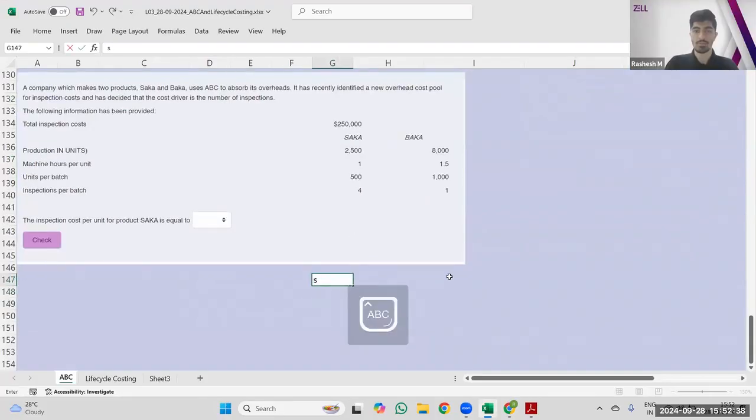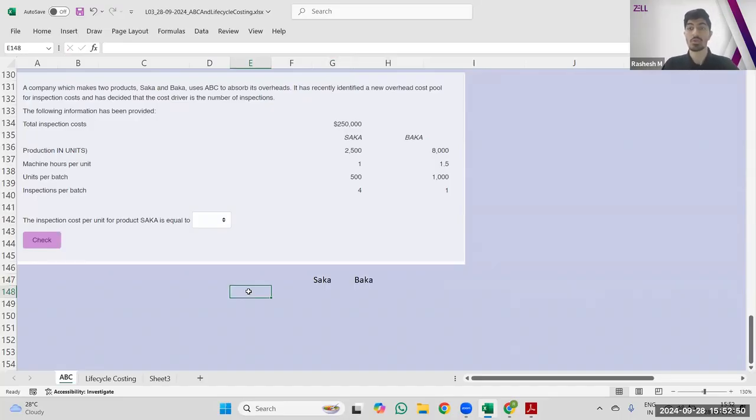So if I have two products, Saka and Baka, and I need to allocate my inspection cost, of course, I need to find out the total number of inspections. Number of inspections is my cost driver. Inspections per batch is given to me, 4 and 1, so I do need to find the number of batches. If the total production is 2500 and units per batch is 500, number of batches is 2500 divided by 500, which is 5, and inspections per batch is 4. So it comes to 20.